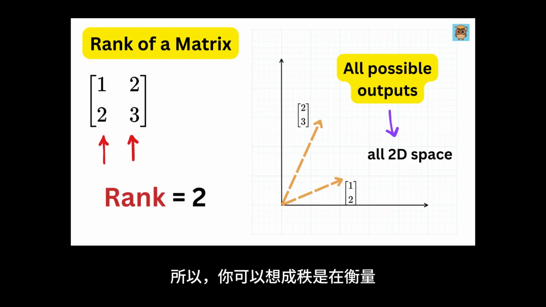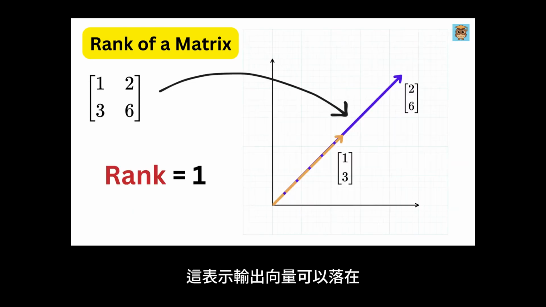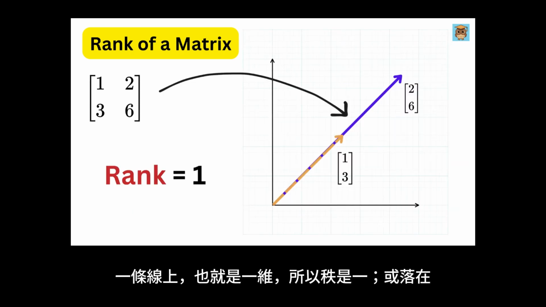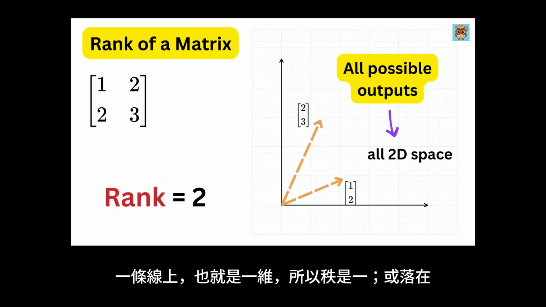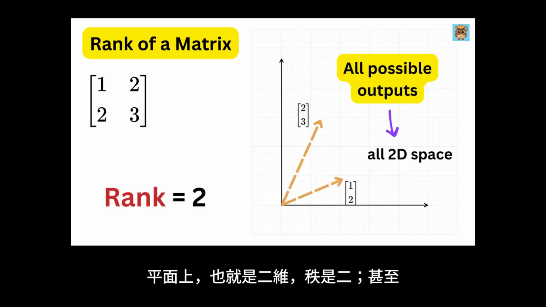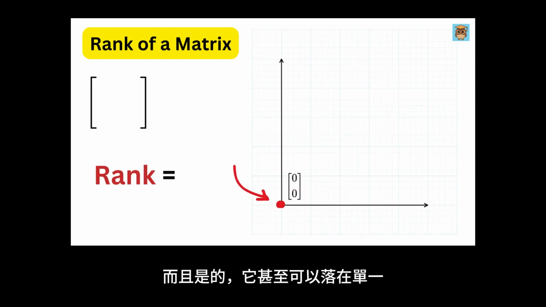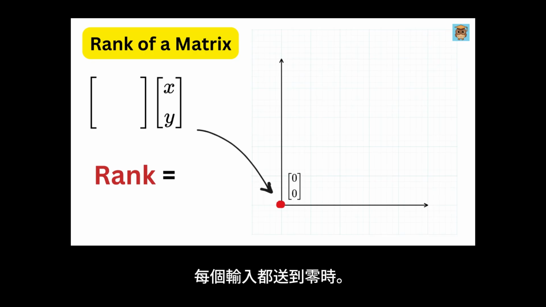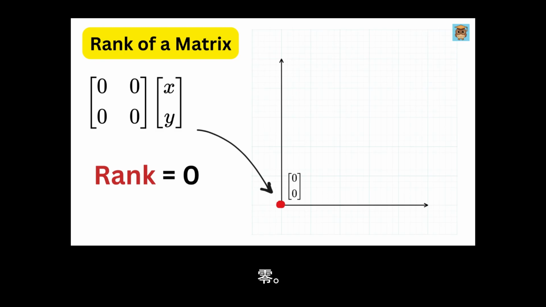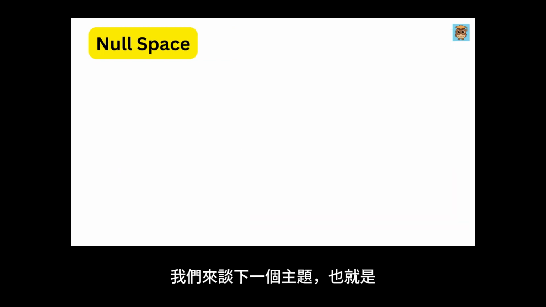So you can think of rank as measuring the dimensions of the output space, which means the output vector can lie on a line, or 1D, so rank is 1, or on a plane which is 2D, or rank 2, or even higher. And yes, it can even lie on a single point, the origin, when the matrix sends every input to 0. In that case, the output space has no dimension at all, and the rank is 0. That's what happens, for example, with a 0 matrix, where no matter what input you give, the output is always just 0. Let's talk about the next topic, which is null space of a matrix.